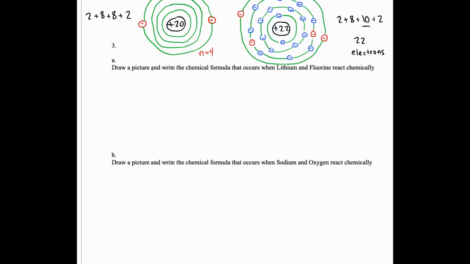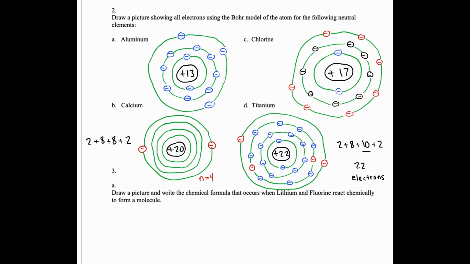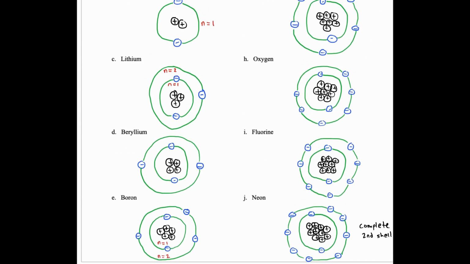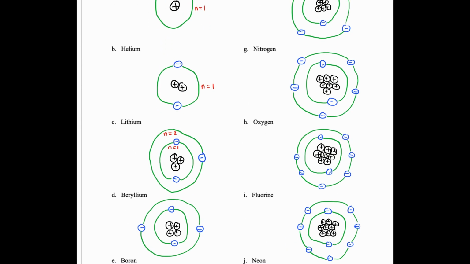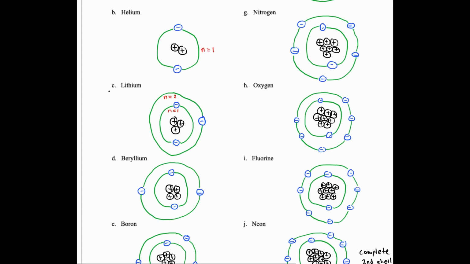This one says, draw a picture and write the chemical formula that occurs when a lithium atom and a fluorine atom react. So one of the reasons we drew all the particles in these atoms is we want to see how and why they're going to interact with each other. So we want to take a lithium atom and a fluorine atom.